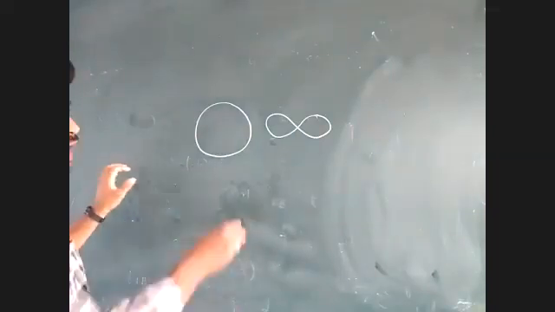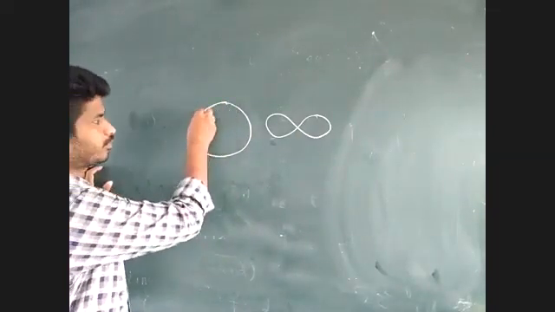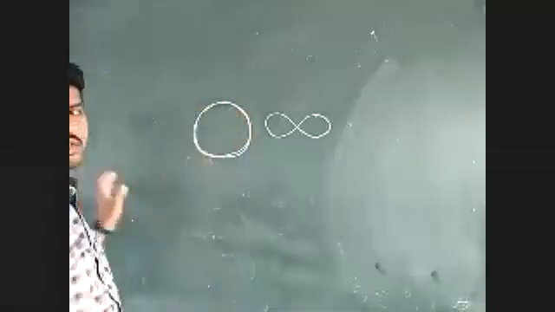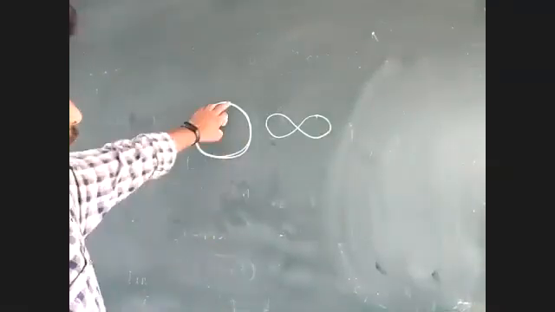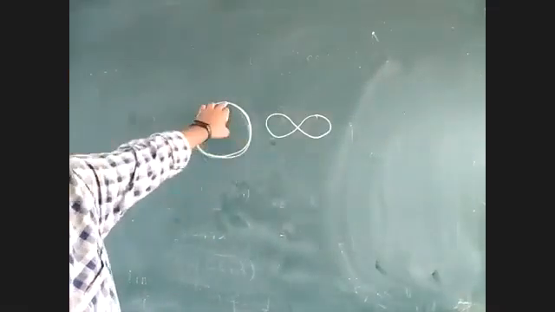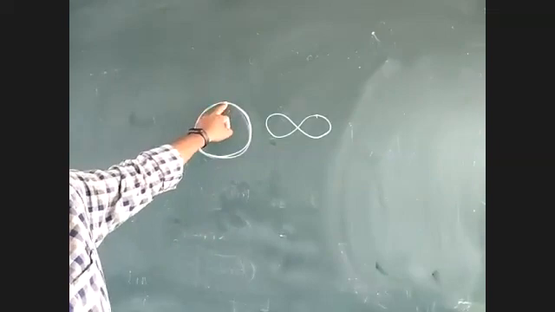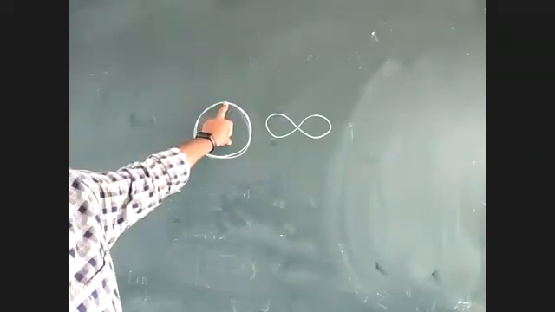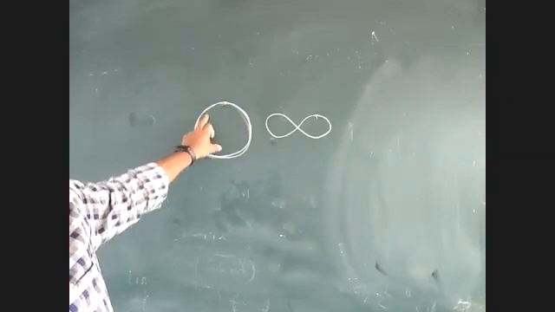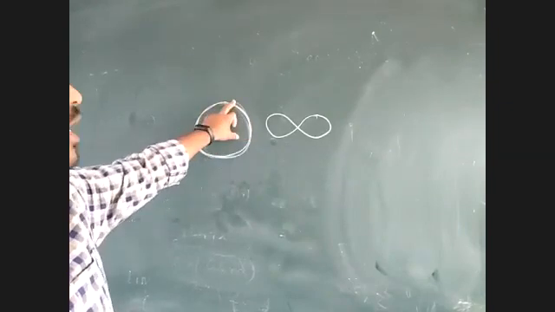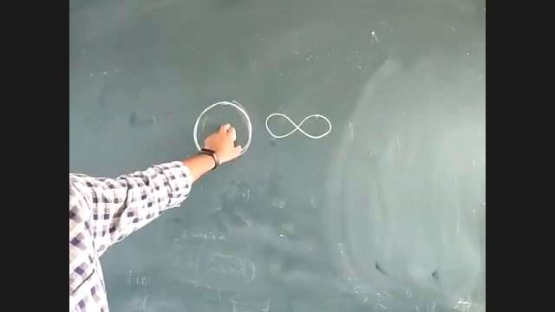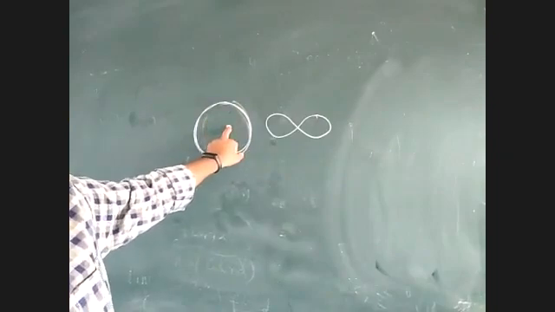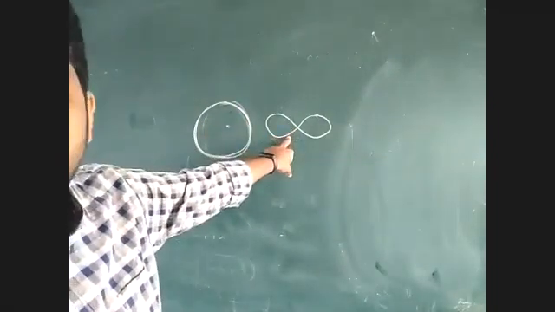Simple closed figure means the starting and ending point. These two points should be the same without any intersecting, without any touches. The starting and ending point should be the same. Then it is called a simple closed figure. This is only a closed figure.